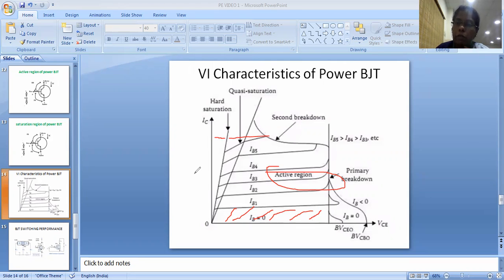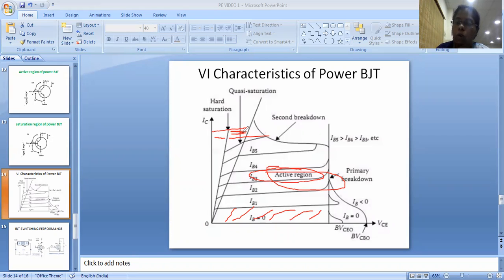Whenever we want to turn on the device, or operate in the on state, we will be operating in the saturation region. And when we want to operate the BJT as an amplifier, then we will be operating that BJT in active region. Here one unique point is there, that is the quasi and hard saturation. We should know what is the difference between quasi and hard. Quasi is something like semi, which means that the saturation is not deep here.